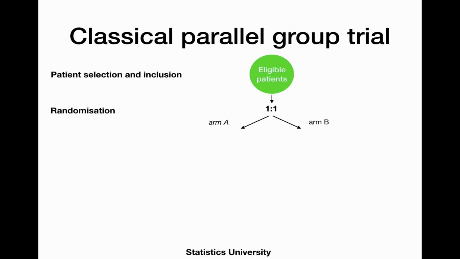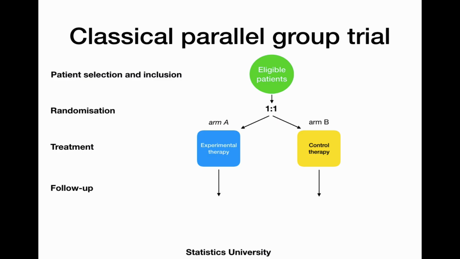So there's a 50% chance of being assigned to experimental therapy or control therapy. And after having received these therapies, patients are followed up, and the difference in outcome is assessed between these groups.